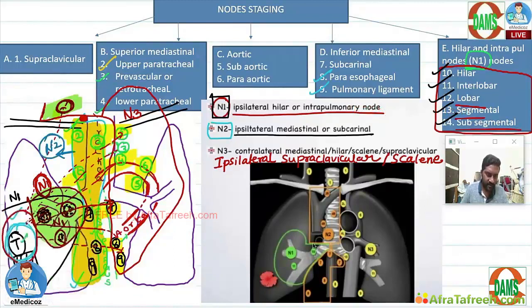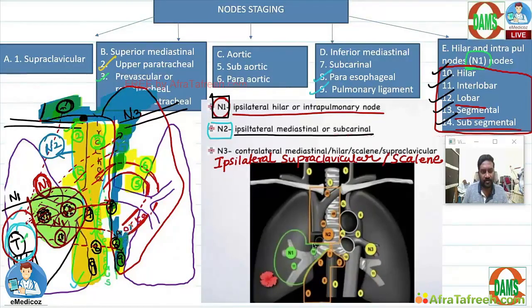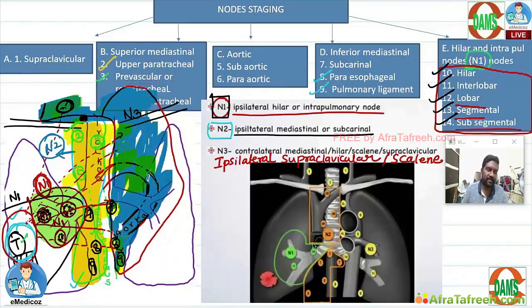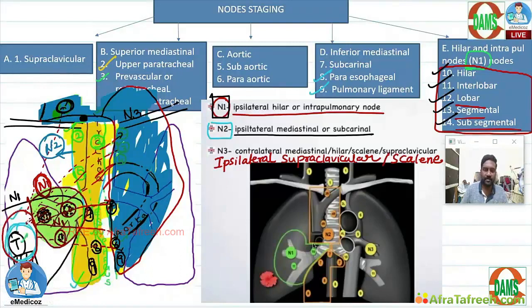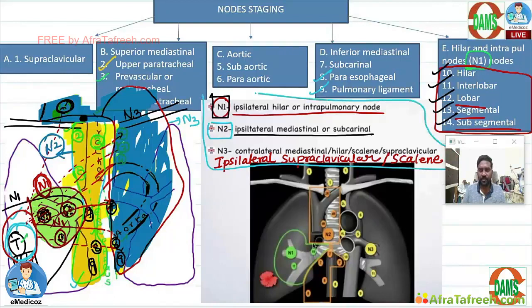You can see same side scalene or supraclavicular, along with that, opposite side, any lymph node can be involved. That is N3. For your exam, you should know only this. No need to remember all the categories of lymph nodes. Just know what is N1.